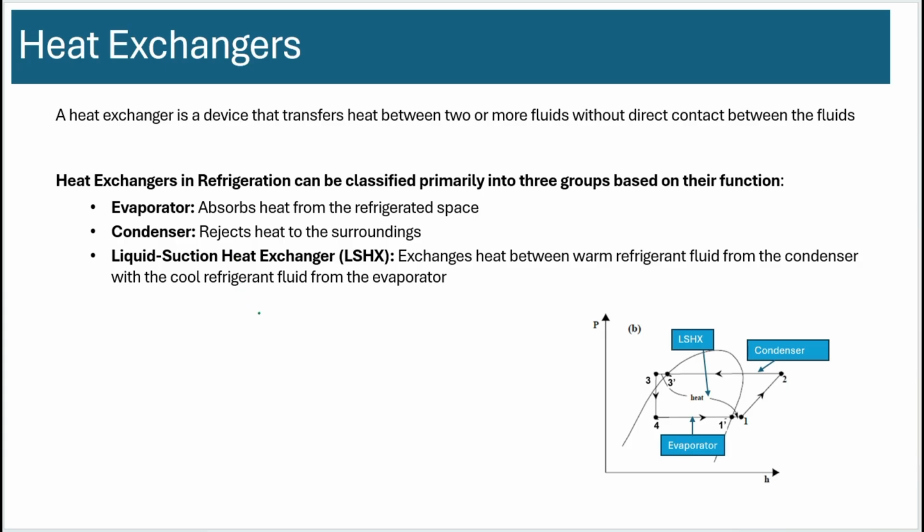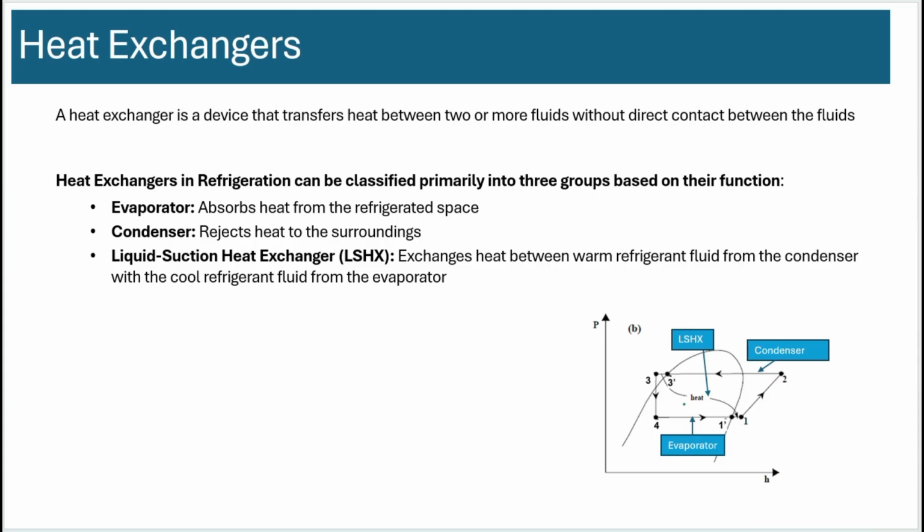The liquid suction heat exchanger basically exchanges heat between the warm refrigerant fluid from the condenser and the cold fluid coming out of the evaporator, and it helps improve cooling capacity. Like I mentioned earlier in the class, you'll get more liquid at the inlet of the evaporator compared to having more bubbles or vapor, and it improves the cooling capacity because now you have more liquid for evaporative cooling.